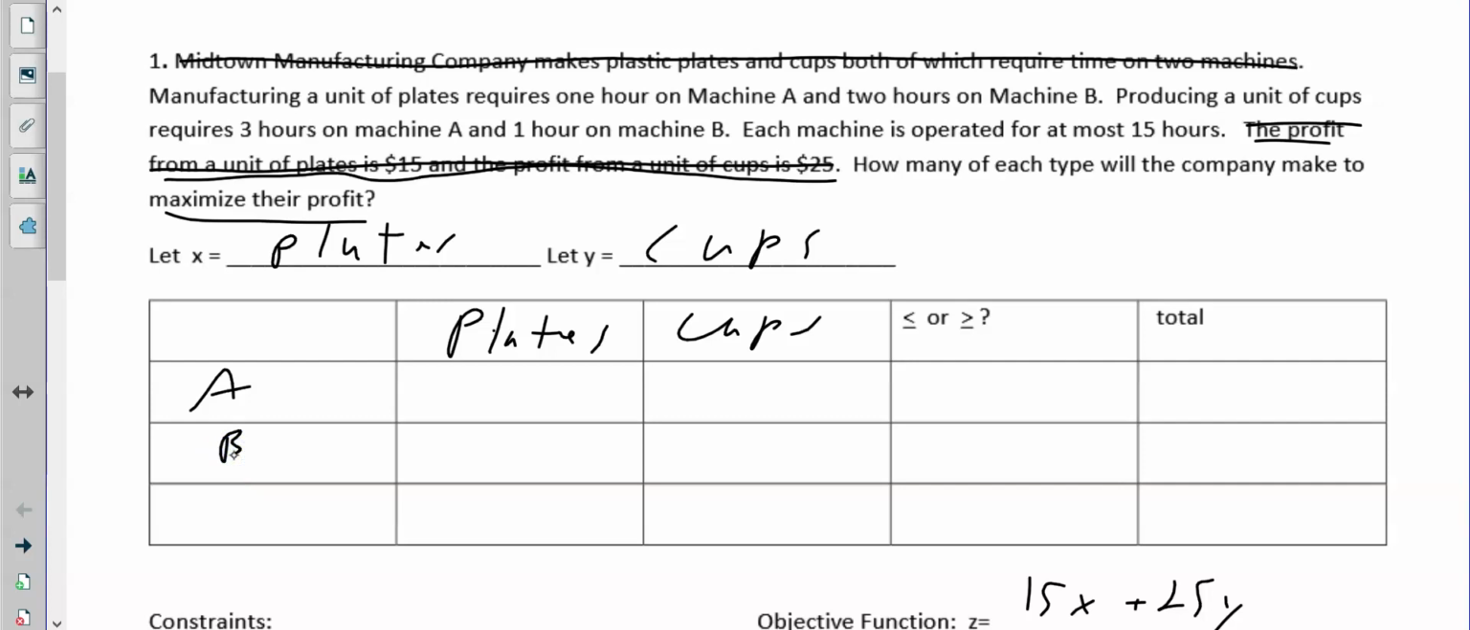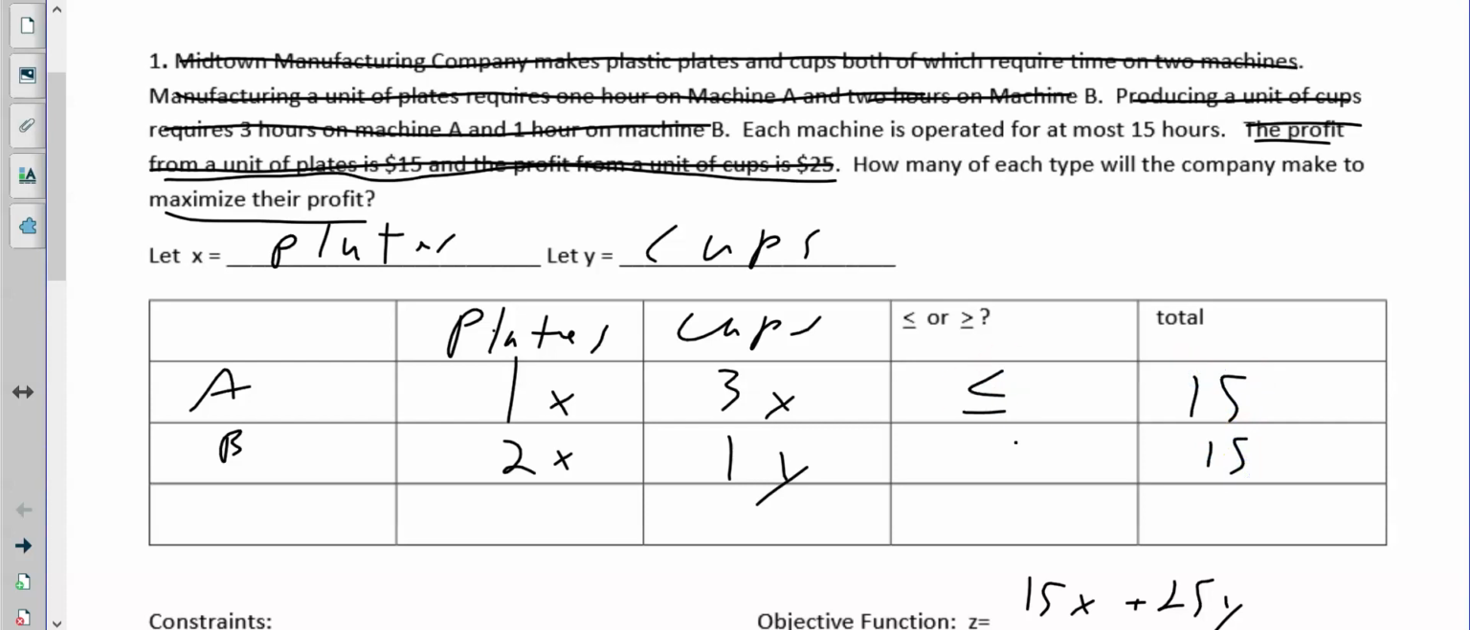Okay. Manufacturing a unit of plates requires 1 hour on A and 2 hours on B. Again, you can put the X's if you want. I'm done with that. Producing a unit of cups requires 3 hours on A and 1 hour on B. Boom. Again, that's it. Each machine can only do 15 hours, and that's the maximum, so less than or equal.